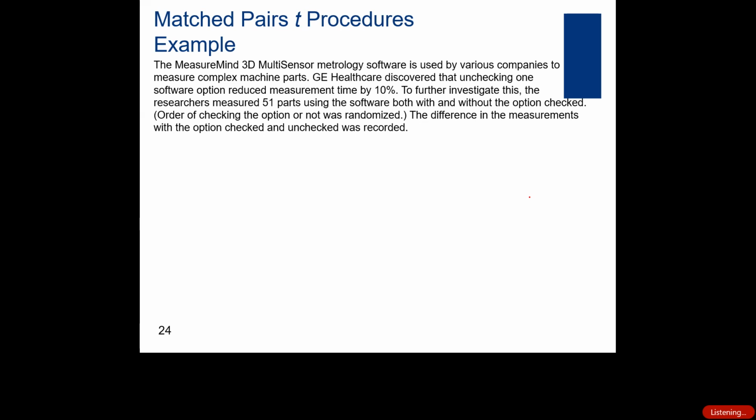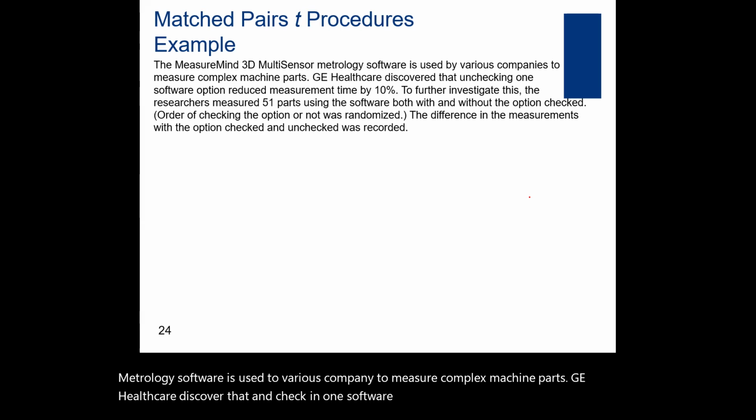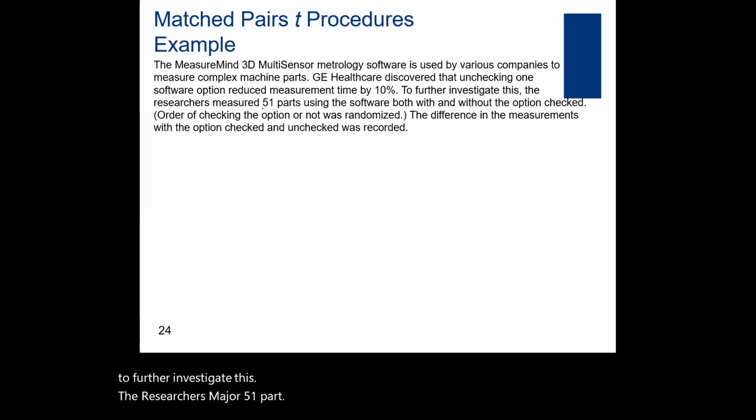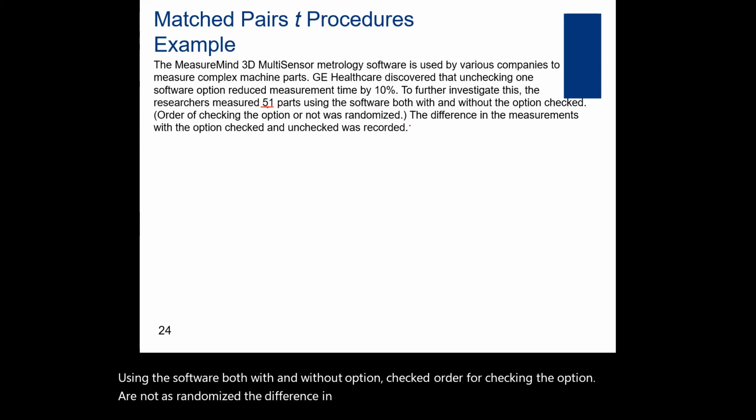Major MELT 3D multi-sensor metrology software is used by various companies to measure complex machine parts. GE Healthcare discovered that unchecking one software option reduced measurement time by 10%. To further investigate this, the researchers measured 51 parts using the software both with and without the option checked. The order for checking the option or not was randomized. The difference in measurements with the option checked and unchecked was recorded.